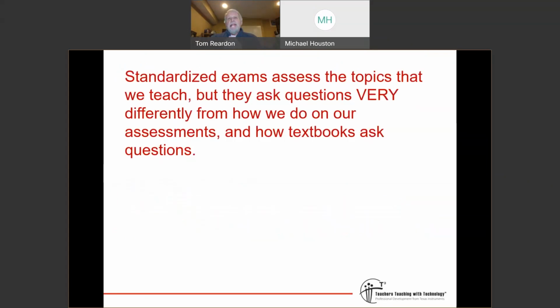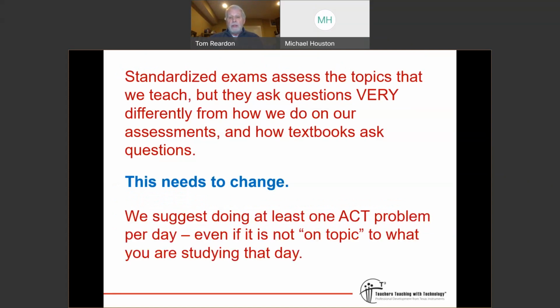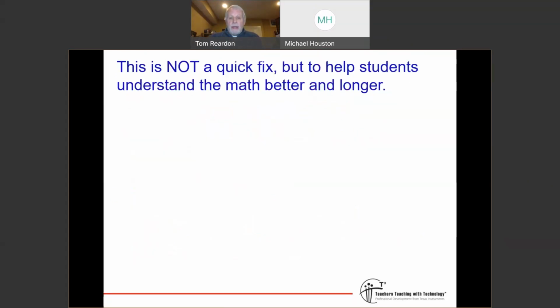Standardized exams assess the topics that we teach, but boy, do they ask questions differently from how we do and how textbooks ask questions. And from my perspective, this needs to change. One of the ways you do it is to do a problem every day. They get familiar with how the questions are asked. So it's not a quick fix, but it helps students understand the math better and longer.